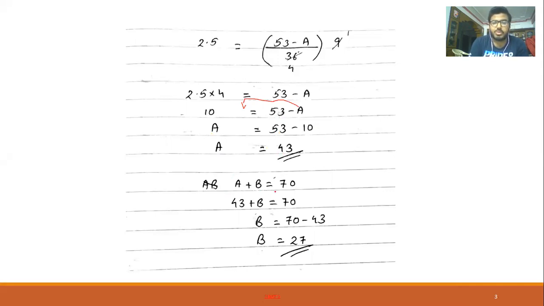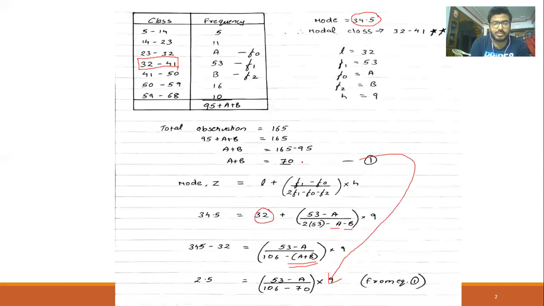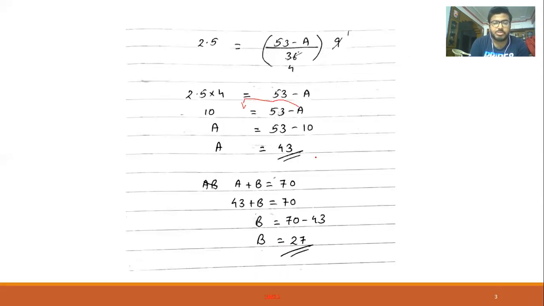Now again from equation 1 itself, equation 1 as we solved it here, that is A plus B is equal to 70. A plus B is 70, and the value of A you got is 43. So 43 plus B is equal to 70. 43 we are taking to the other side, so plus will become minus. So B is equal to 70 minus 43, that is B is equal to 27. This is how you are getting the value of A and the value of B.